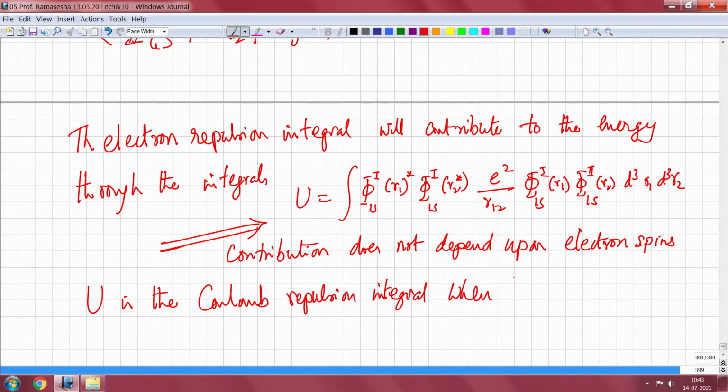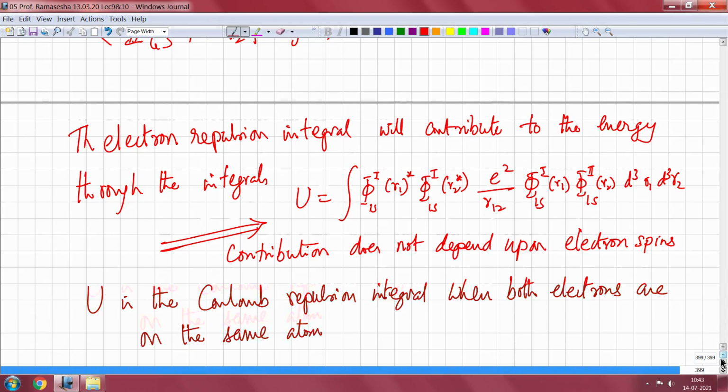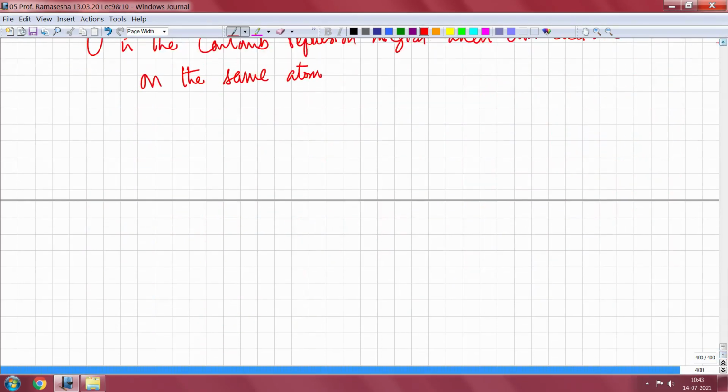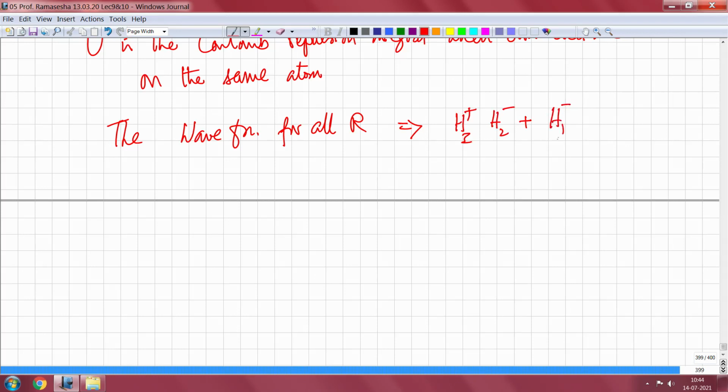When both electrons are on the same atom. Now you see the wave function for all distances is just a resonance of H1 plus H2 minus plus H1 minus H2 plus twice HH.